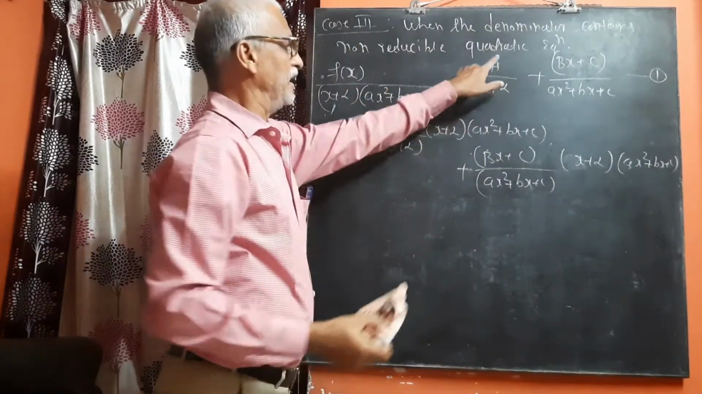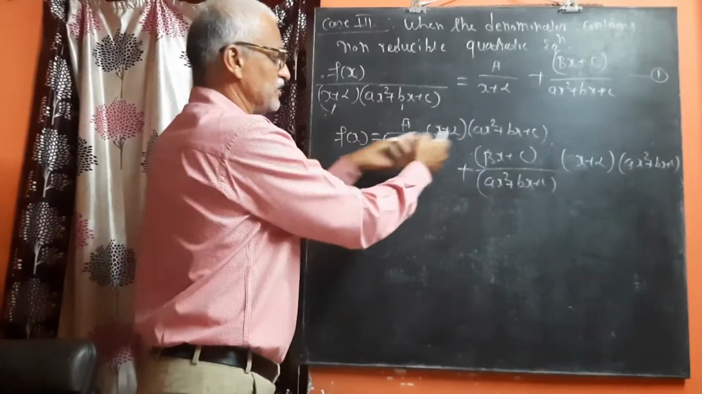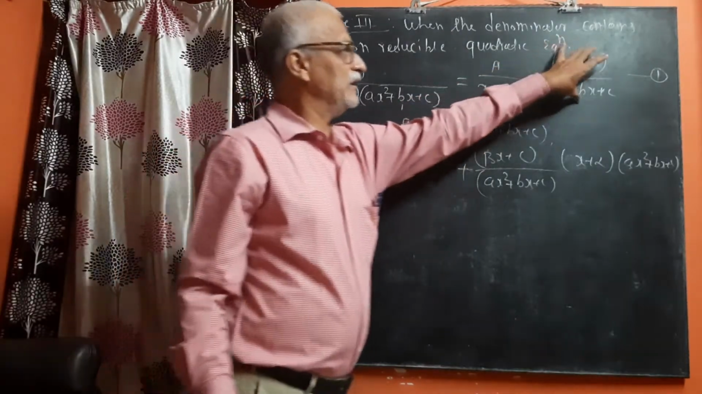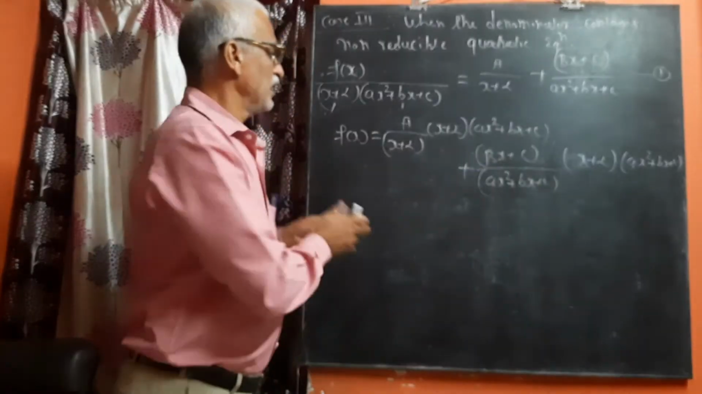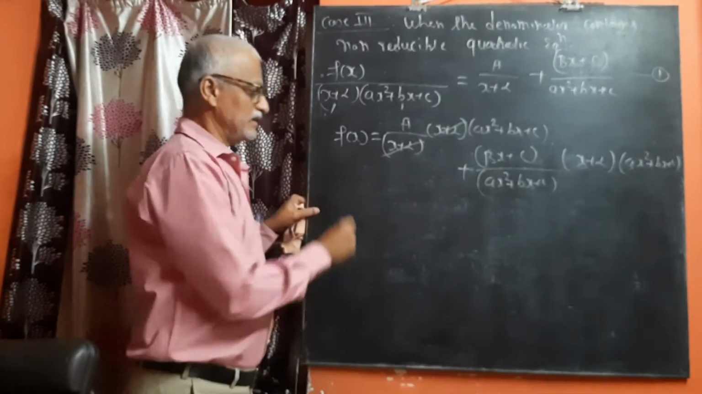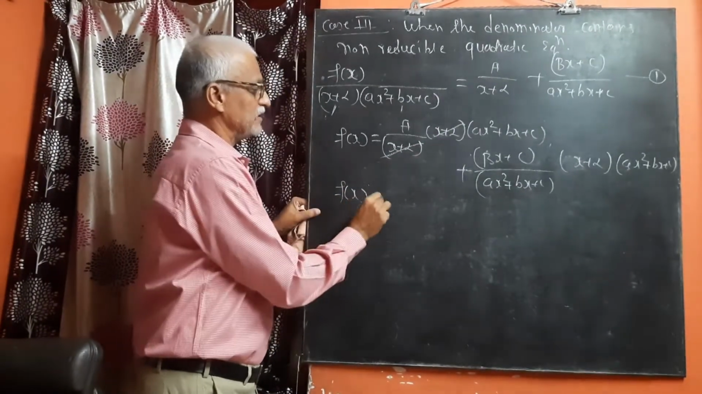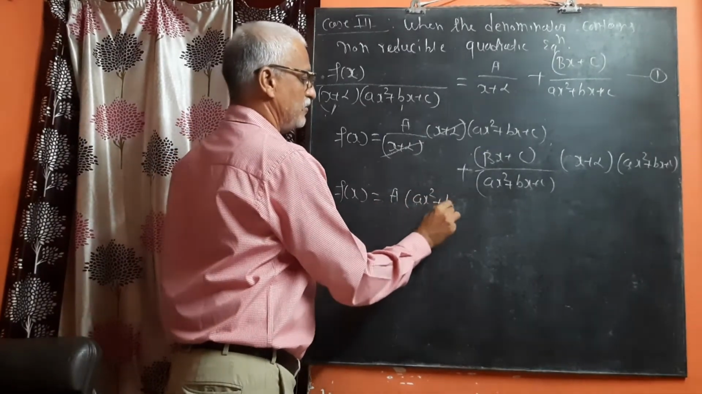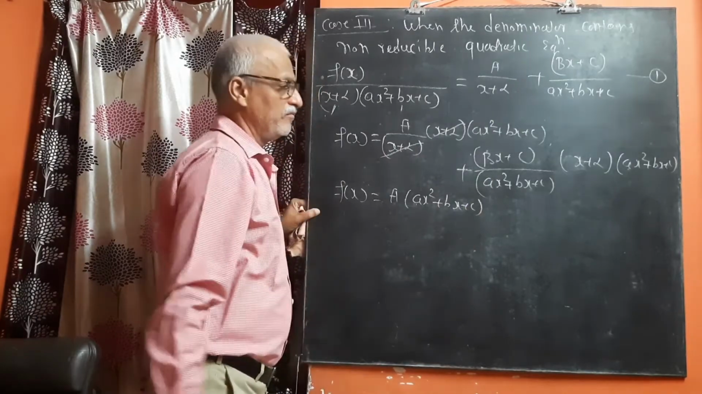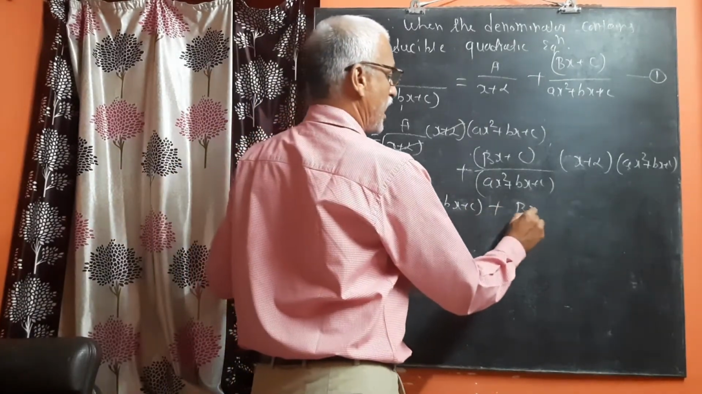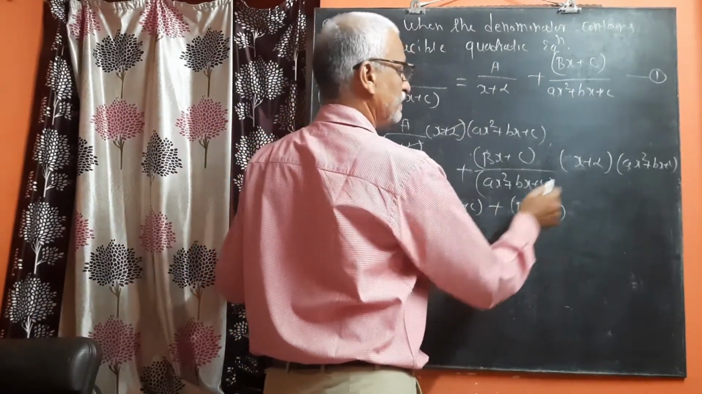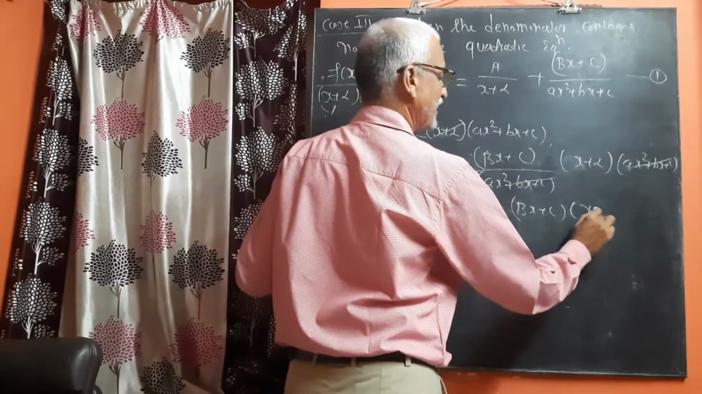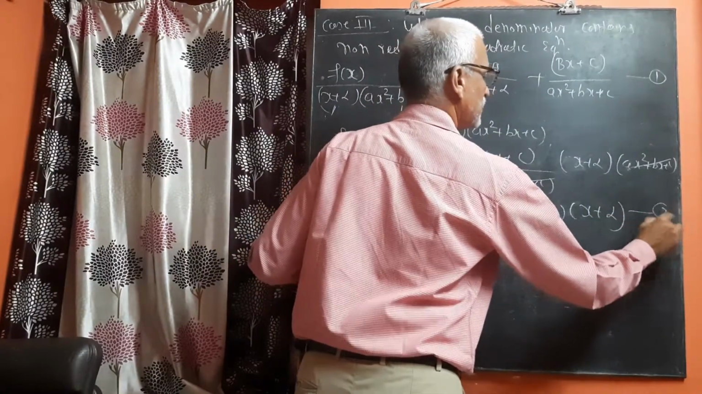See here, A upon x plus alpha, into this one, this complete goes here, plus this term into, again, this complete goes there. x plus alpha gets cancelled. So we get f of x is equal to A into ax square plus bx plus c, plus Bx plus C into x plus alpha. This is equation number 2.